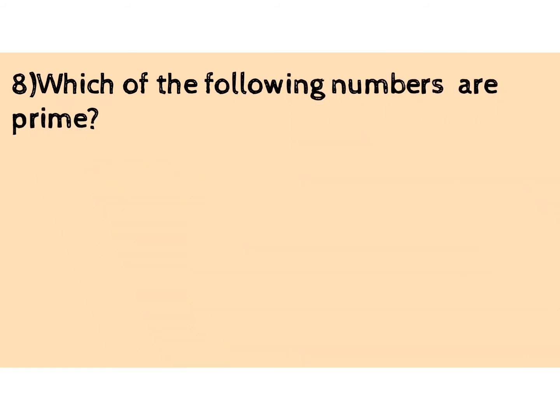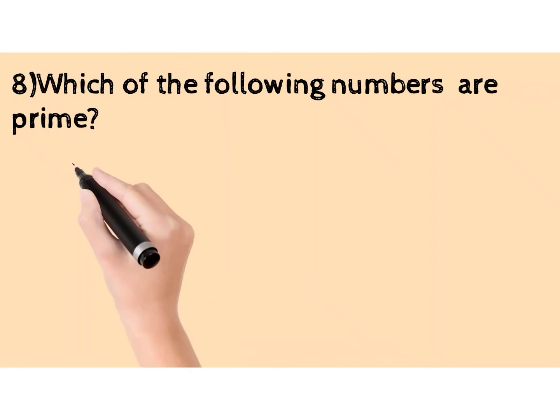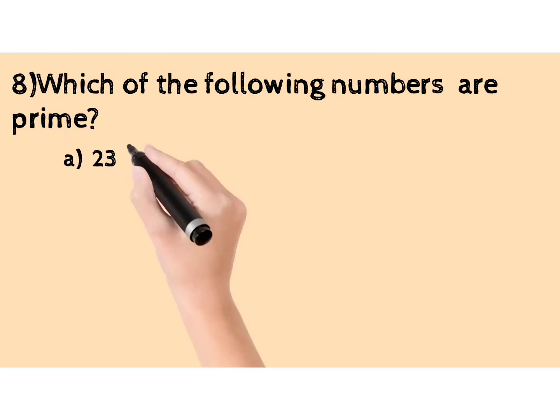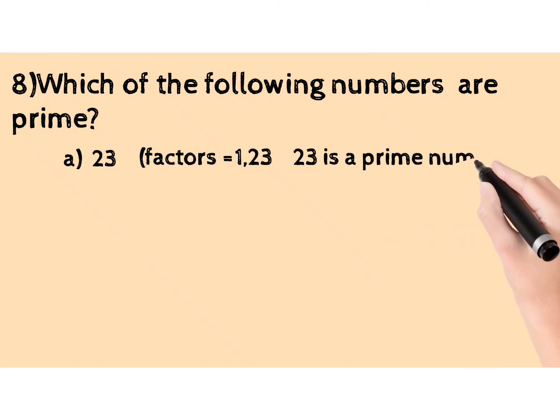Now question number 8. Which of the following numbers are prime? Children, what is meant by prime numbers? Yes, prime numbers have only 2 factors, 1 and the number itself. Okay, so A part, 23. Here 23 has only 2 factors, 1 and 23 itself. So factors of 23 are 1 and 23. 23 is a prime number.